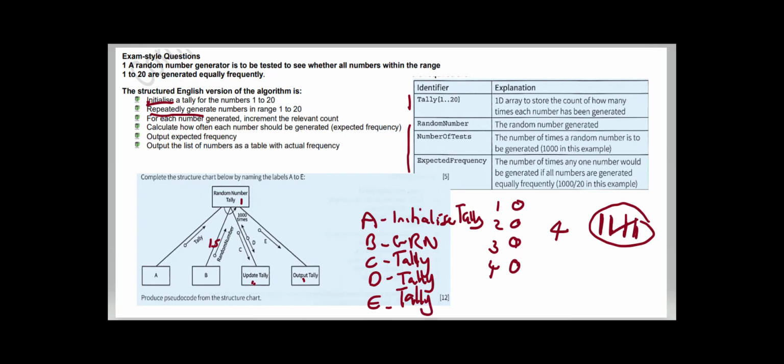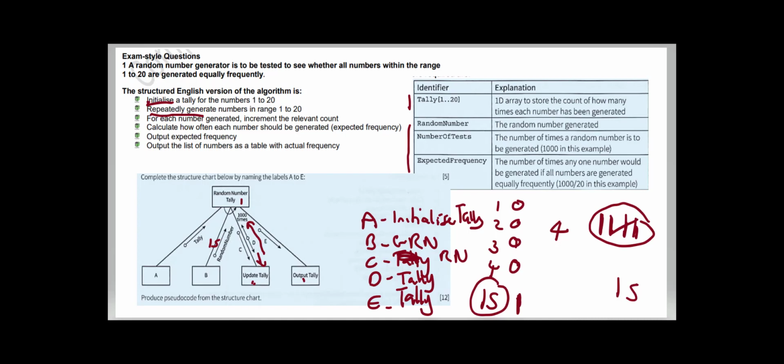But I've made a mistake. Let me just go through this again. We also, C isn't actually tally, D's tally, because it could be passed to the subroutine, and back to the main code. So that's the tally. C is going to be, for each number generated, increment the relevant count. So it's going to be the random number, because it's going to pass, let's imagine that our random number is 15. It's going to pass that 15 to update tally, and it's going to update it to 1.